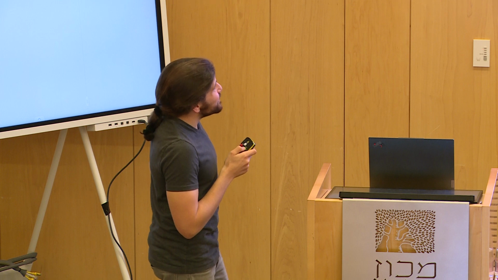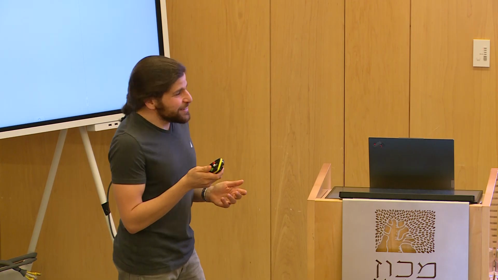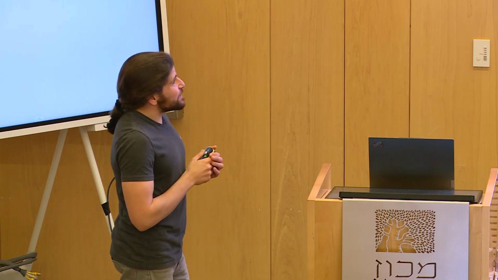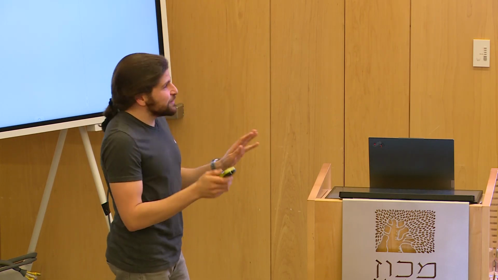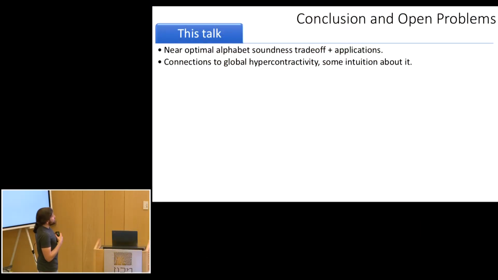So let me conclude. I was hoping to give some sense of what global hypercontractivity is and what it tells you, but instead I just clicked. Can you put the slides available on the website? Sure, yeah. I could say things about dictators and this and that, but that's not going to happen now. Anyway, so we talked about the alphabet-soundness trade-off and some applications, and I wanted to talk about global hypercontractivity, but some other day.